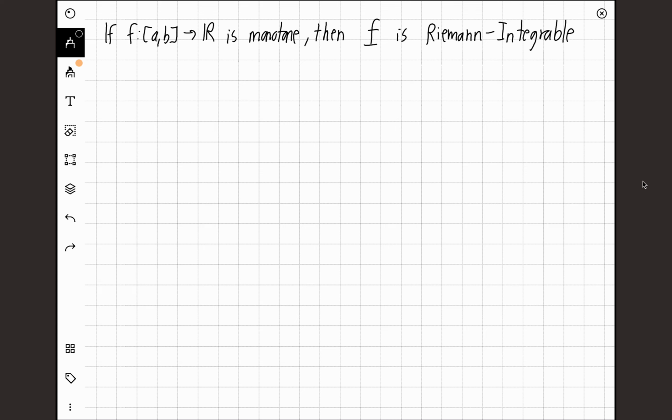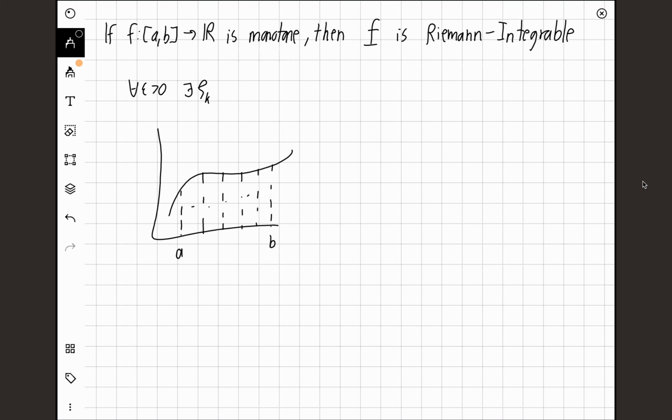Riemann integrable. And for a function to be Riemann integrable, that just means that for every epsilon greater than 0, we choose a partition. We have a function, and on our interval a to b, we split this function into intervals, so into partitions. So let's say I split it into a partition of 5. So this is x0, x1, x2, x3, x4, and this is x5.